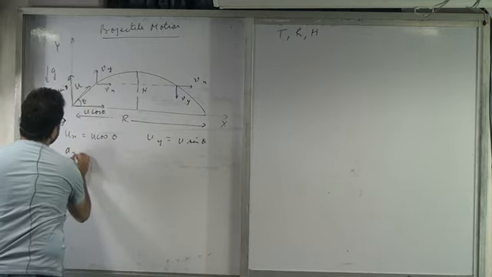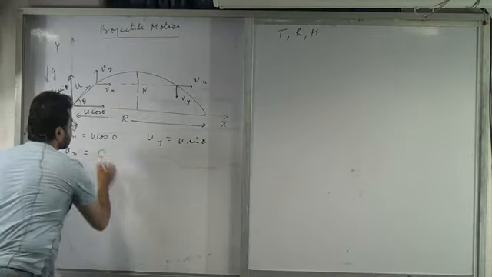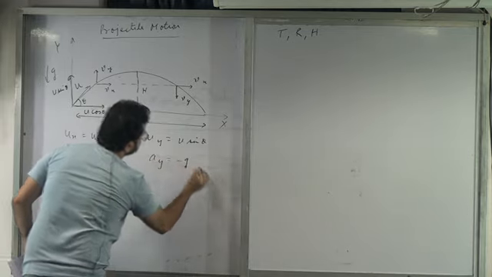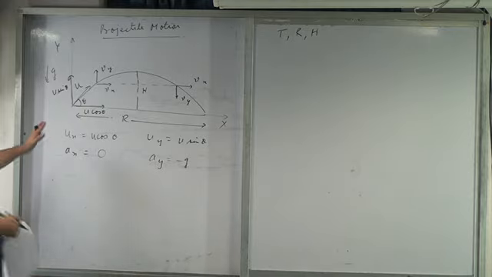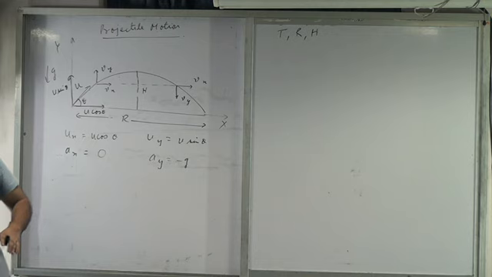Okay, what is ax? 0, because the gravity is acting downwards. What is ay? Minus g. I've taken upward as positive. I've taken upward as the y-axis, so the acceleration is minus g. Alright, okay. Let's try to find out what is the time taken.